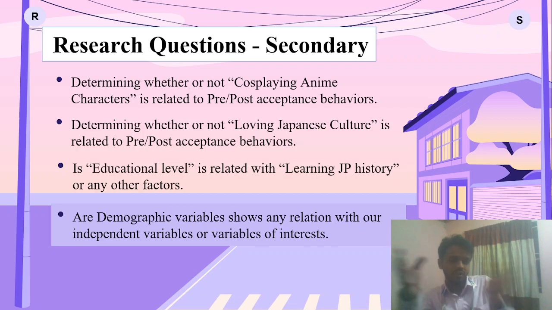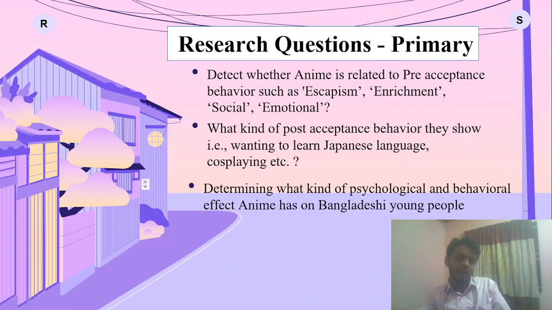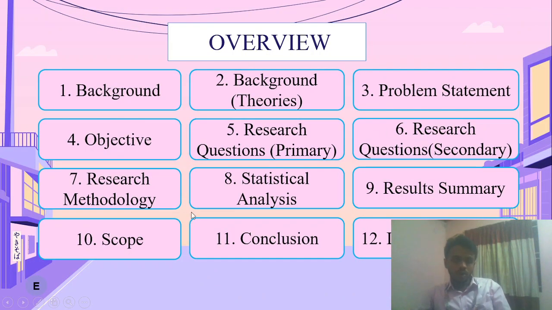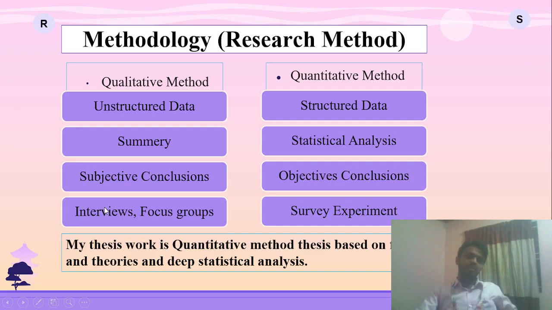how much demographic variables such as age group, gender, and educational level are related to our independent variables for primary and secondary research questions. For our primary research question, our independent variable is time spent watching Japanese anime. And as for our secondary research questions, our independent variables are cosplaying anime characters, which is nominal, and loving Japanese culture, for which data was collected on an ordinal scale from 1 to 5, where 5 was the highest.